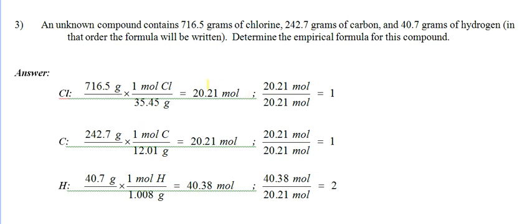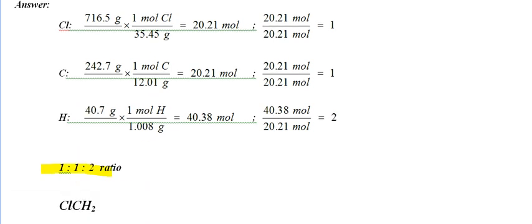So you approximately get 20.21 moles of chlorine, 20.21 moles of the carbon, and 40.38 moles of the hydrogen. Since we have similar mole amounts, we're going to pick the lowest one to determine our ratio. So we're going to divide everybody by 20.21, which means that the chlorine and the carbon have values of 1, and then we have twice as much hydrogen, mole-wise, not mass-wise, mole-wise, as we do of the other 2 elements. So my empirical formula is a 1-to-1-to-2 ratio, which means that we have ClCH2.